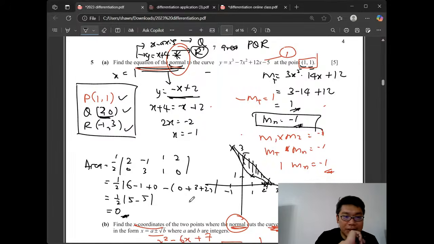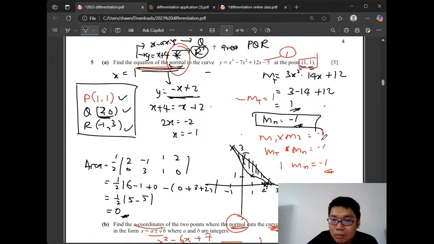Any questions until here? If you use the area formula and you get the answer 0, it means that it is not a triangle, it forms a straight line.